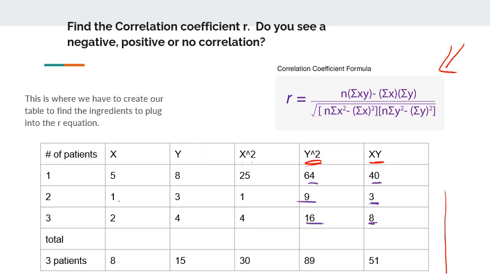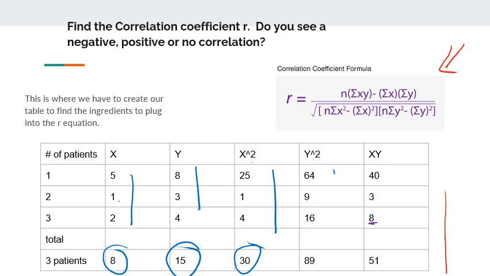So we have all this filled out. All you're going to do is add all these up, and then you're going to get that. Add these ones up, you're going to get that. Add these up, you get 30. Add these up, you get 89. Add these ones up, you get 51. So now we have all of our pieces. Remember, this is going to be your N, 3 patients, that's your total number of patients right here. And then we have our sums all here. So we're going to use each one of these pieces in our equation.